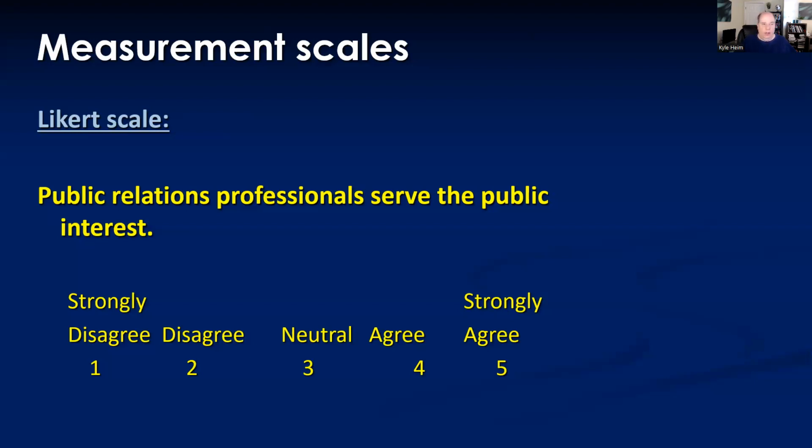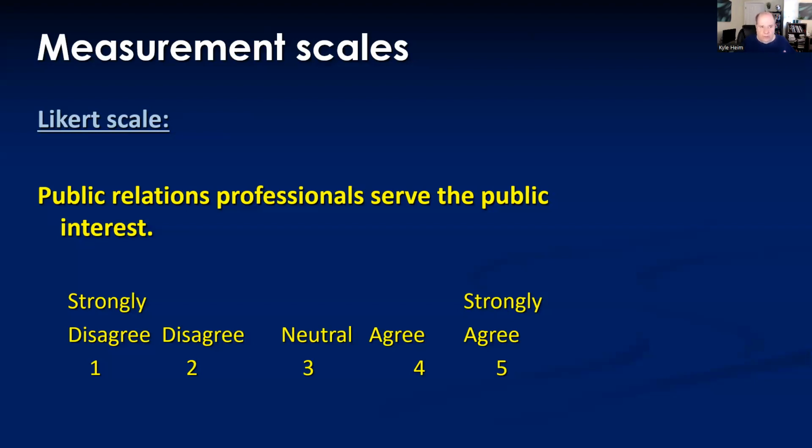So this is an example of the Likert scale. Now notice it is a scale that starts at 1. It does not start at 0. And then it goes up in increments 2, 3, 4, 5. So this is an example of interval measurement.